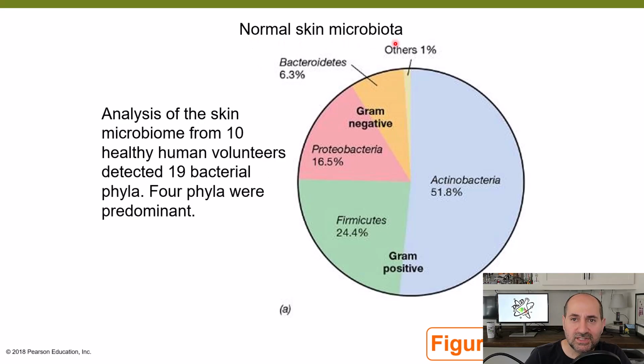Now, the normal skin microbiota consists of four major predominant phyla, those phyla being the gram-negative Proteobacteria, the gram-negative Bacteroidetes, and then the gram-positive Firmicutes and the Actinobacteria as well. These make up most of the microorganisms on the skin.